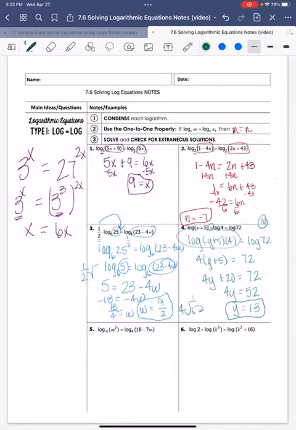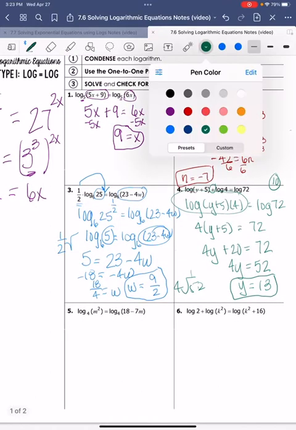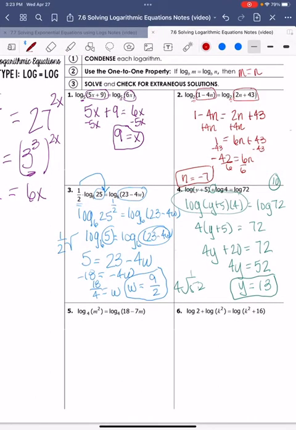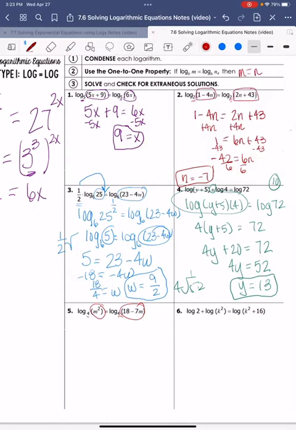Okay. So number 5 requires a bit more work. Great. Bases are the same. Arguments must be the same. So I'm going to end up with m squared equals 18 minus 7m.